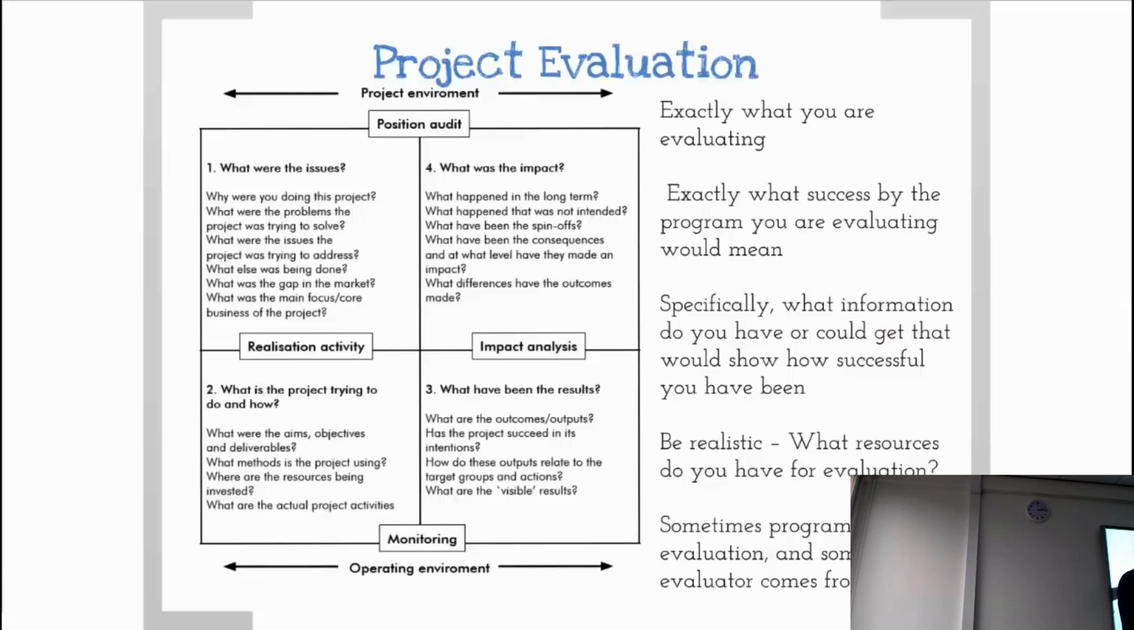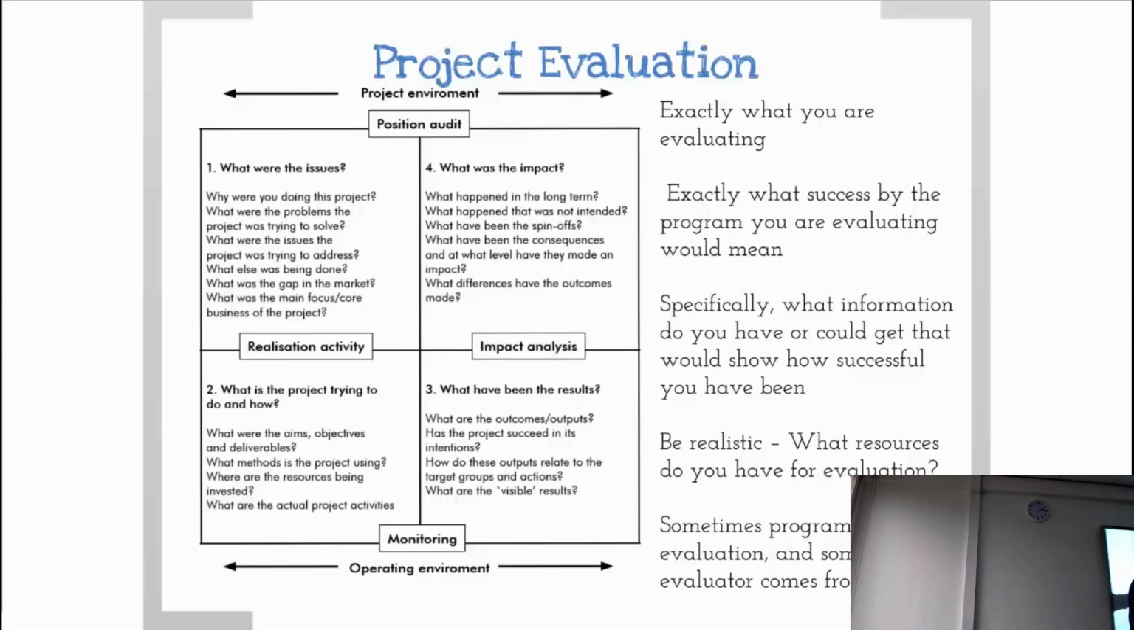So kind of with sub-questions, position audit is at the top. What was the impact? So here is the realization activity. What is the project trying to do and how? And then you come to the impact analysis. What have been the results? Yeah, that is correct. And this is during the monitoring phase, and then position audit afterwards: what was the impact? And again, this informs the future projects, right?